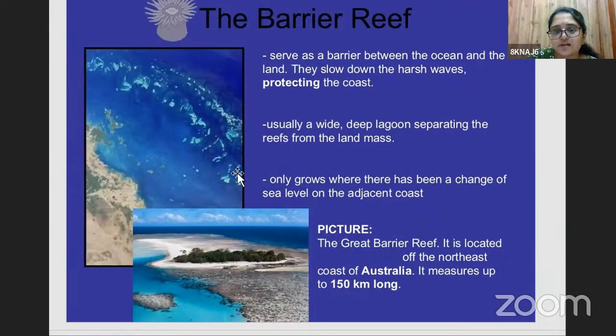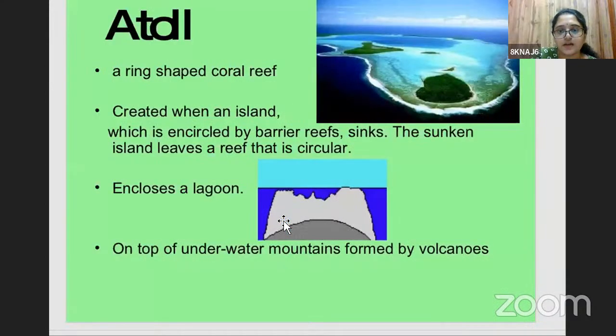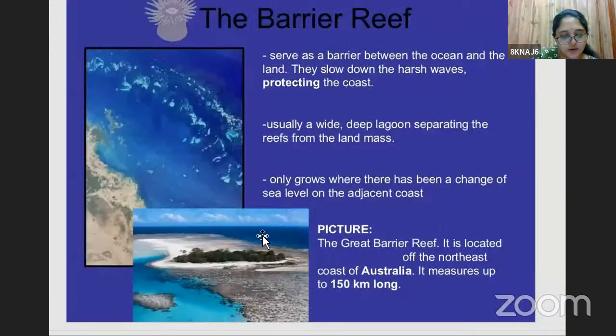So this is the Great Barrier Reef as seen in the picture. Along the northeast coast of Australia, and this is the best example. The reef front slopes to a depth of around 70 to 90 meters down. It is around 2,000 kilometers long, and up to 150 kilometers from the shore.